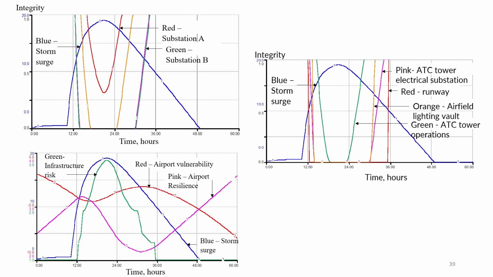And these are the results you can see for the different integrities. The pink one, for example, is the ATC tower. The red is the runway. These are the airfield lighting vault, and there are various components in an airport system.